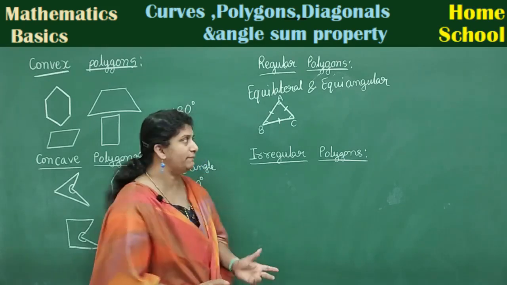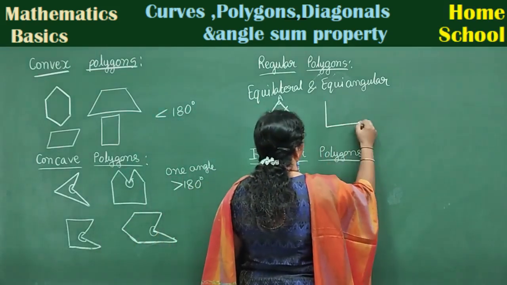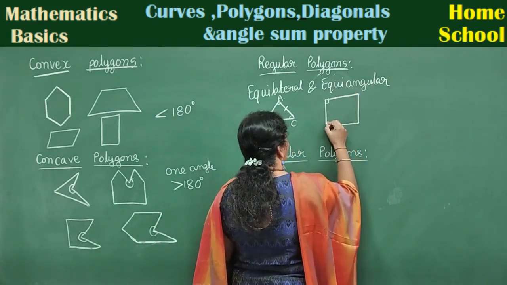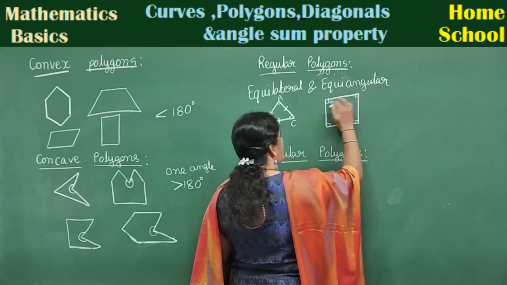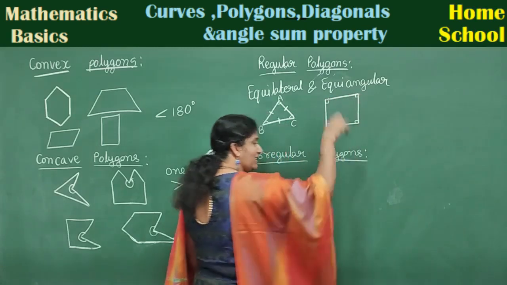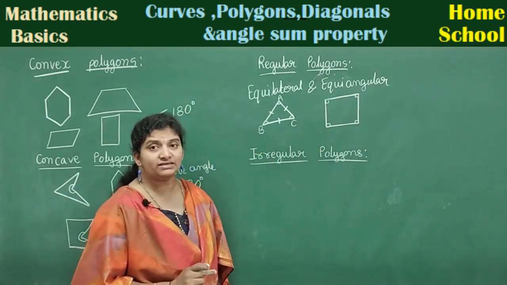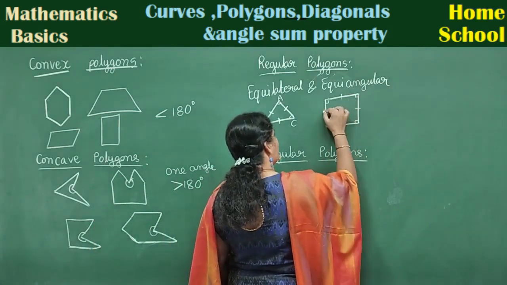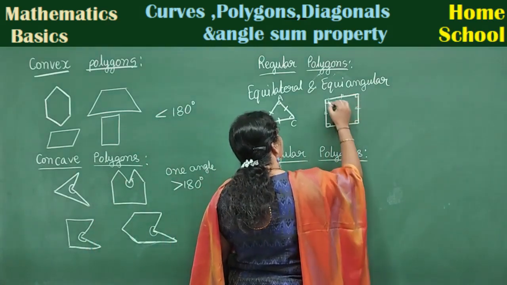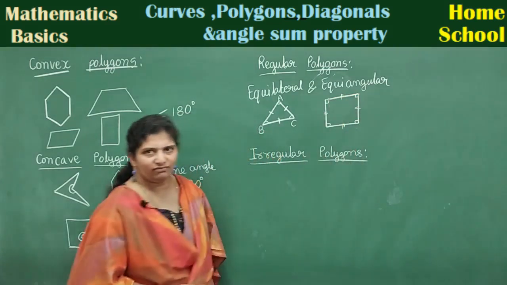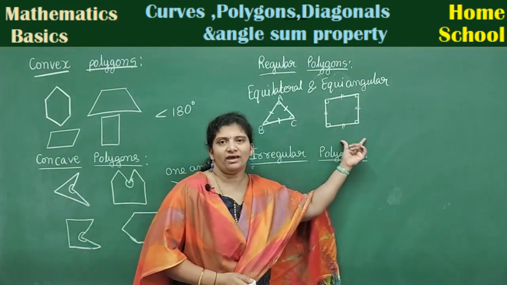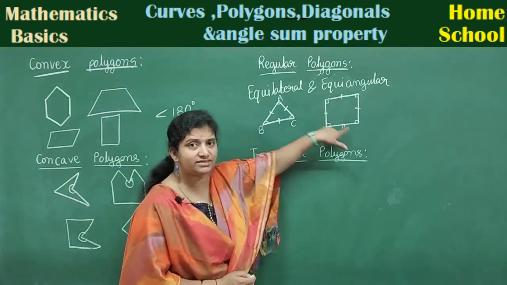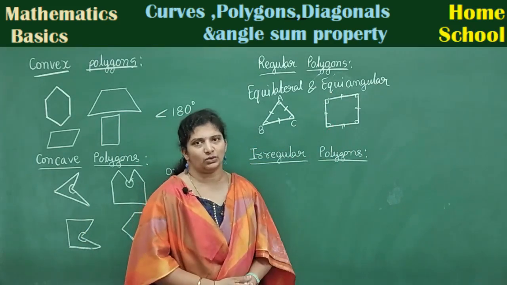Shall we take one more example? Let me take a square, a four-sided quadrilateral. In a square, all angles are equal. If all angles are equal, it is equiangular. In a square, all sides are also equal. You may take a double line or a single line, you can take any way. This square is equiangular and equilateral. All sides are equal. All angles are equal.